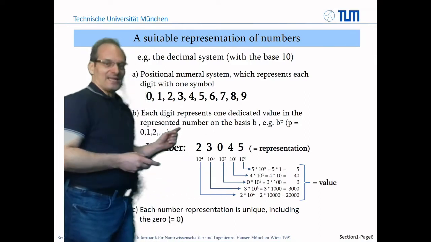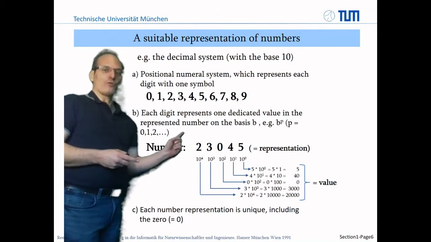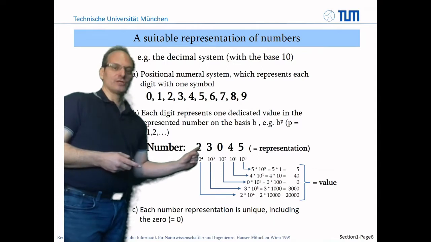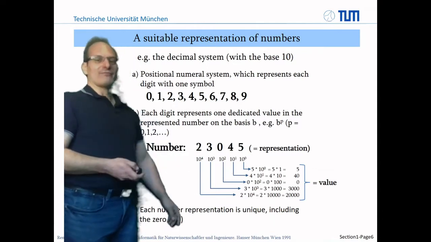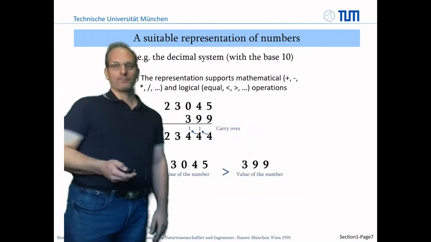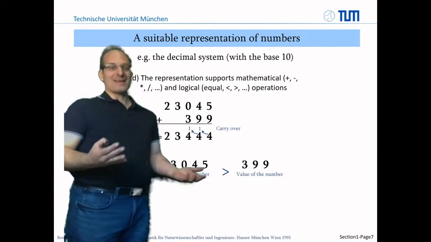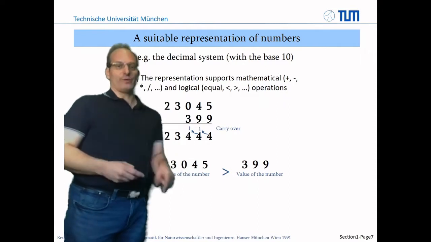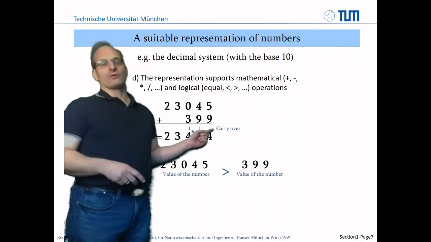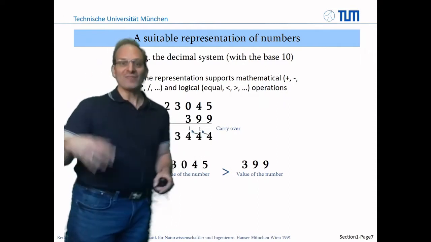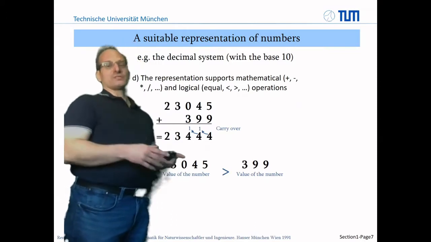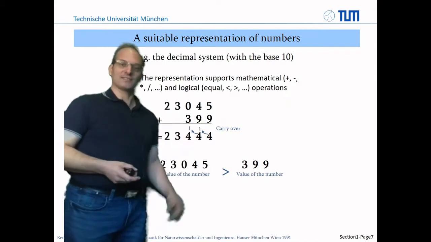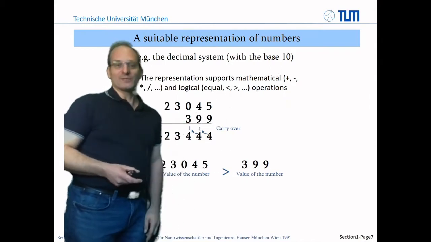Important is that in this part here, you always have a unique representation, and it also includes the 0. So if everything is 0, you have a 0 representation. And you have, as I said, a method to operate with them. For example, the most important operation is the plus. And the plus also gives you the possibility to calculate the multiplication, because multiplications are always a sequence of pluses.